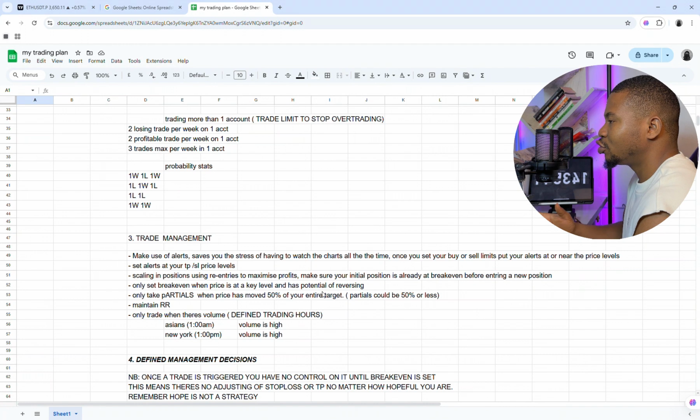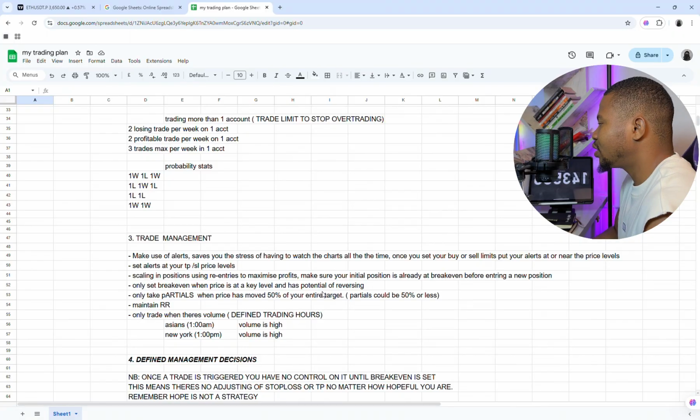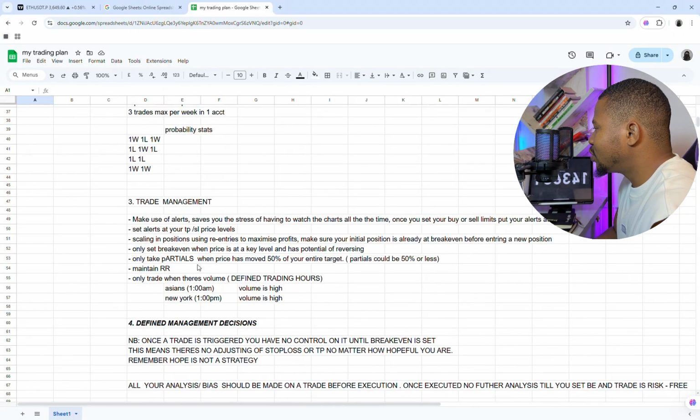If the trade had gone to my target, I'll be making, let's say, 6% from the initial position, and as well a potential 6% from the re-entry, and that's 12% overall, and that should actually get the phase 1 pass. Only set break even when price is at a key level and has the potential of a reversal. So this is actually there.